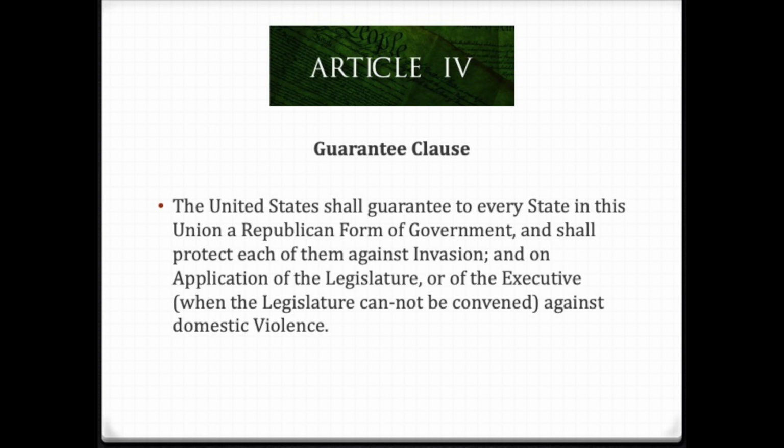Congress. This section also gives Congress the power to protect the states from invasion by a foreign country or from significant violent uprisings within each state. It also authorizes the legislature of each state to request federal help with riots or other domestic violence. That's a wrap for Article 4.